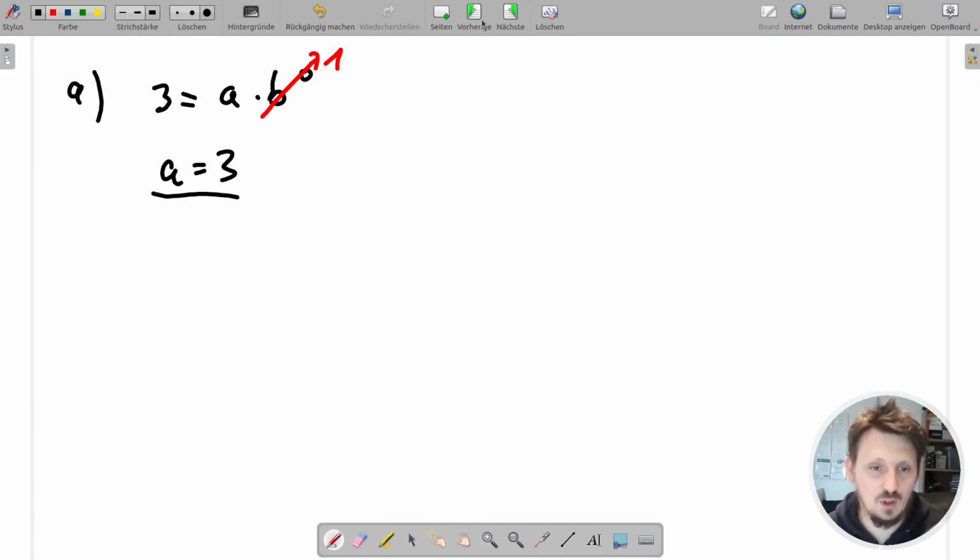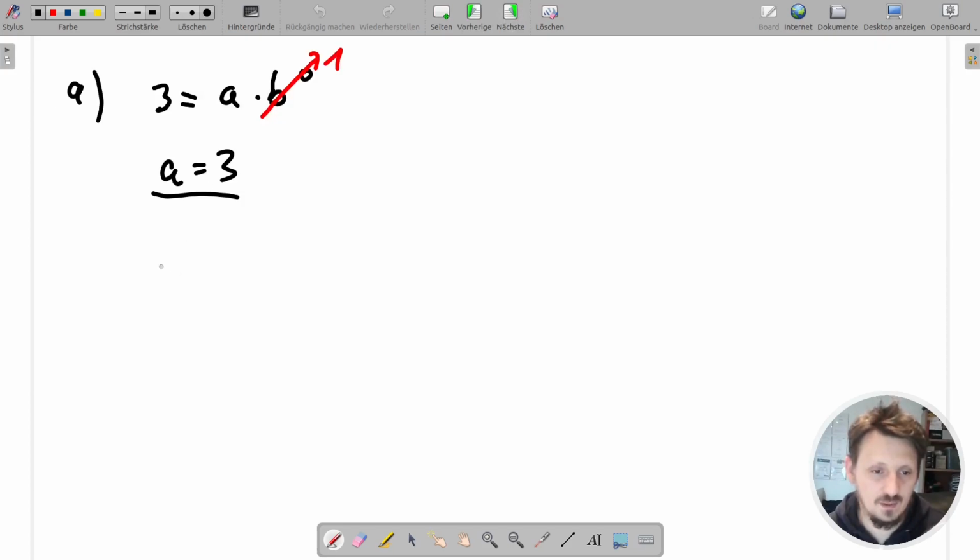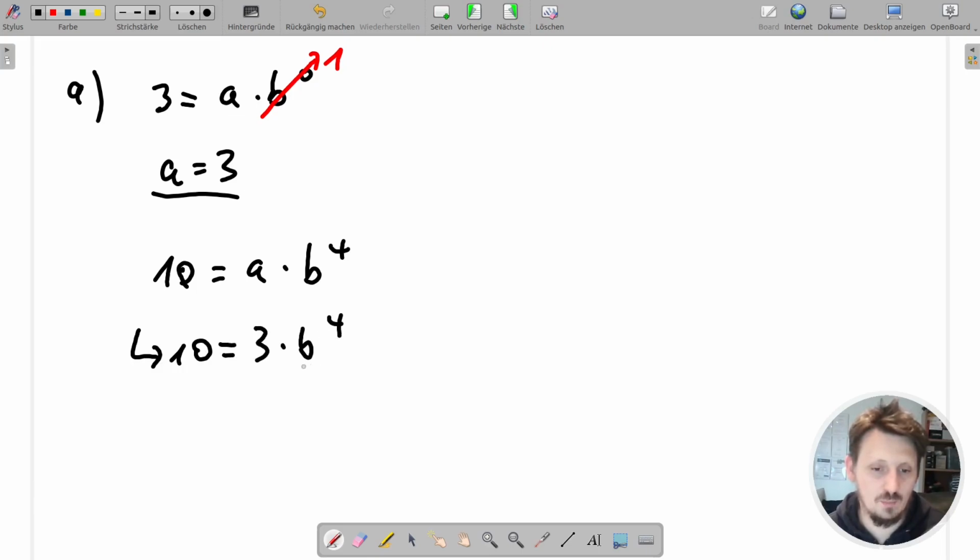Now we also have to determine b. And for this we use the second point. 10 equals a times b to the power 4. A we know already, this is 3. So we can write here 10 equals 3 times b to the power 4. And then we have to divide this by 3. This gives 10 divided by 3 equal to b to the power of 4.